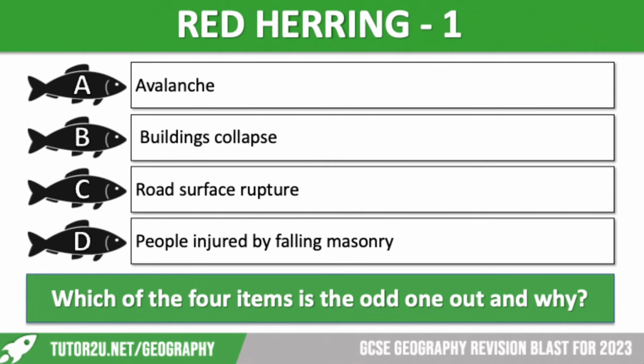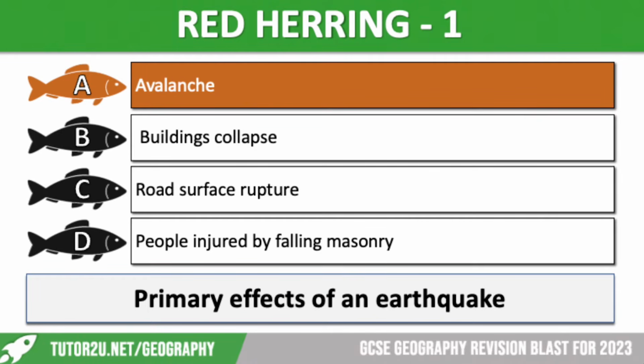So one of these is the odd one out. Let's reveal which one it is. It is an avalanche. The others are primary effects of earthquakes.